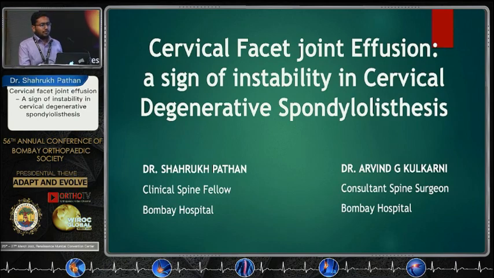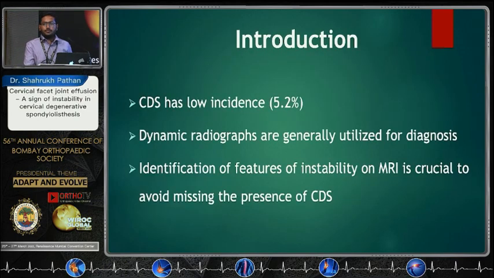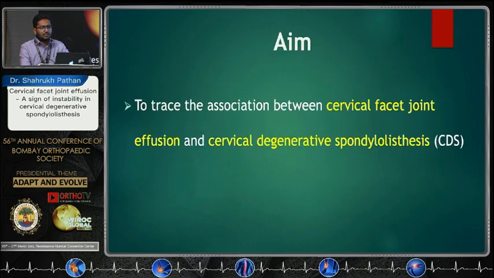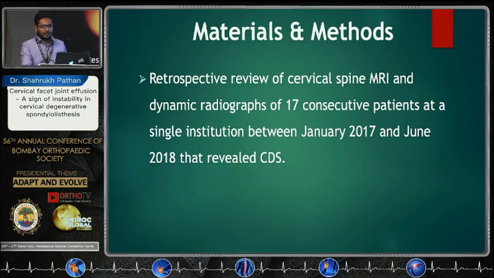We are all aware of the lumbar facet effusion and its association with lumbar degenerative spondylolisthesis and its diagnosis with dynamic radiographs, but its counterpart in cervical degenerative listhesis has not been highlighted very much because of the low incidence. Facet effusion in the lumbar spine is a telltale sign of mobile degenerative spondylolisthesis. So, the aim of the study was to trace the association between cervical facet joint effusion and cervical degenerative spondylolisthesis.